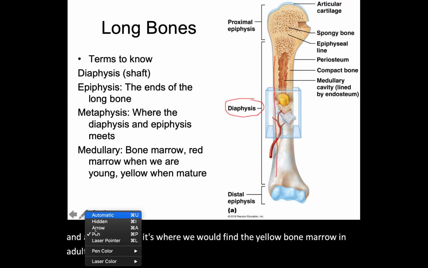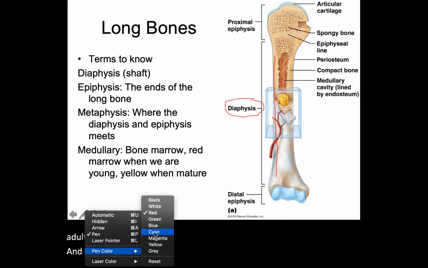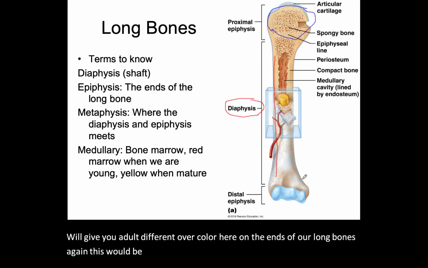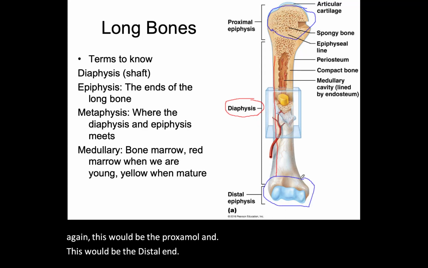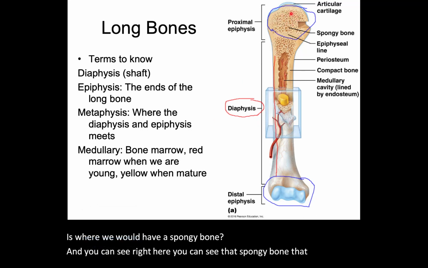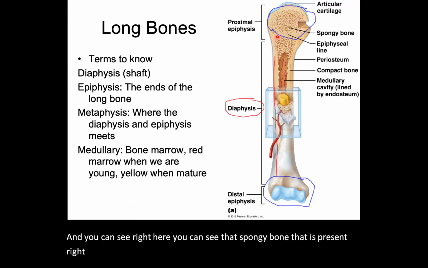And on the ends, I'll give you a little different of a color here. On the ends of our long bones, again, this would be the proximal end, this would be the distal end, is where we would have spongy bone. And you can see that spongy bone that is present right here. Also notice that we have this additional line right here. Below it and above it, we've got spongy bone.